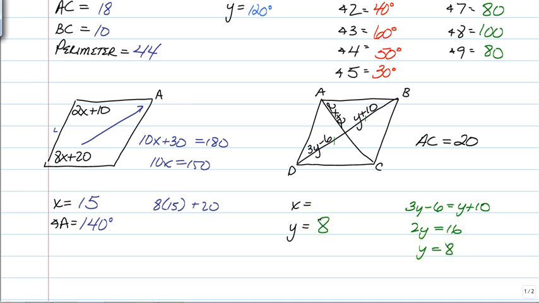Now to go back and find x, now that we have enough information, remember, diagonals are cut in half. So if AC is 20, then that means each of these pieces is 10. So you're just going to set 2x plus 2 equal to 10, and that's going to give you 2x is equal to 8, which means x is equal to 4. All right? So that's it for all of the basics.